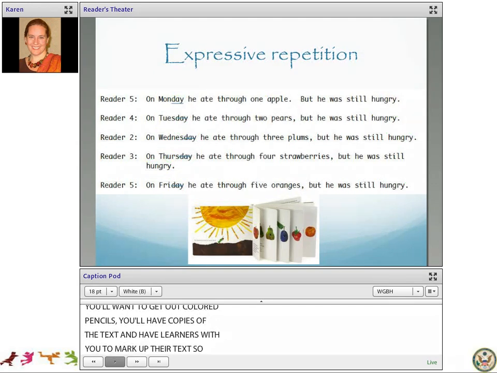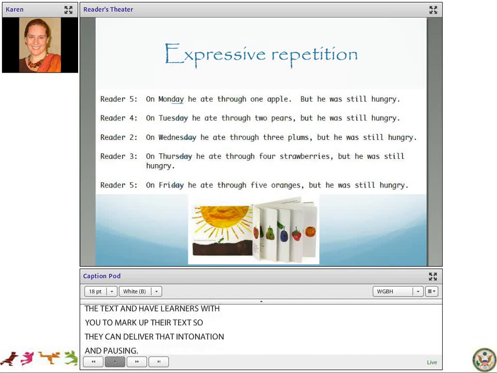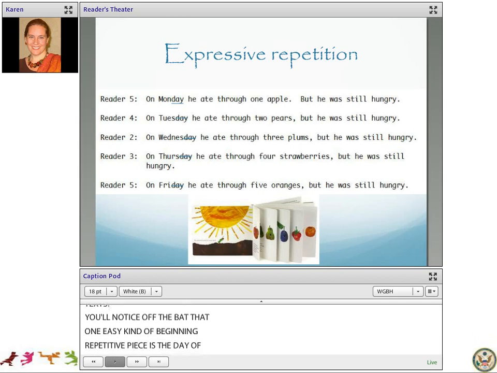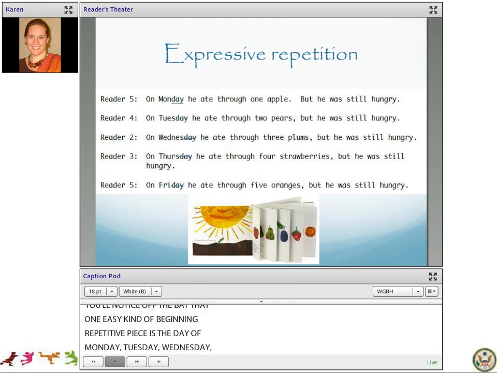Let's talk about expressive repetition then, because there's a great deal of it in this particular text and in many texts. Okay. You'll notice off the bat that one easy kind of beginning repetitive piece there is the days of the week: Monday, Tuesday, Wednesday, Thursday, Friday. One way you can deliver that would be by minimizing the word after it's been said. But there are several bigger aspects of repetition here.